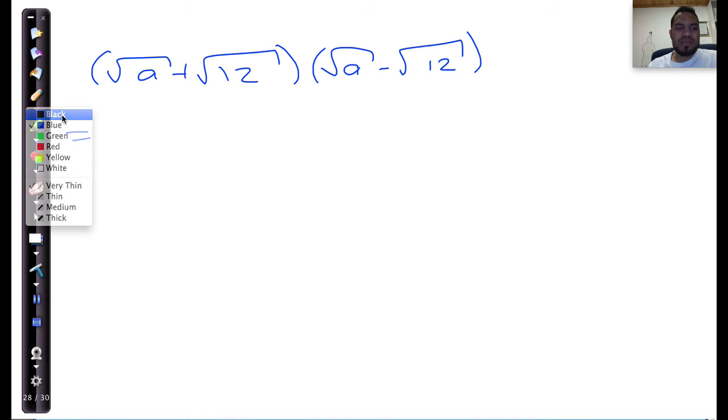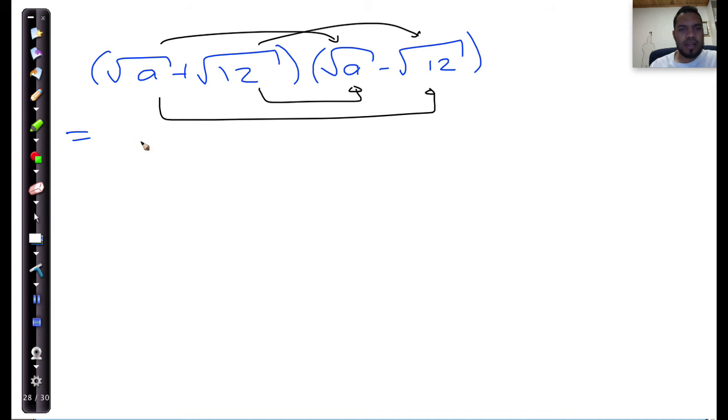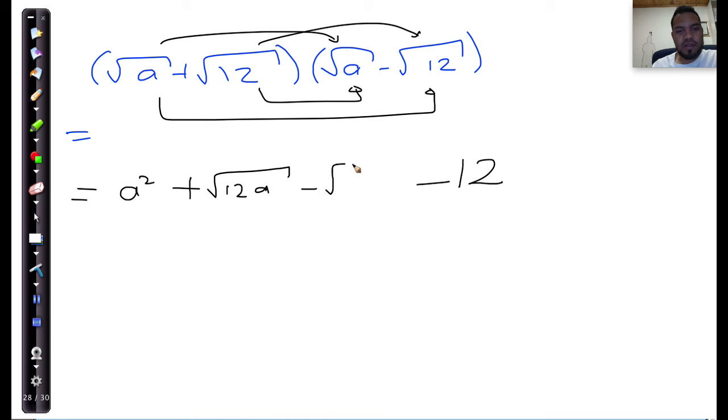But what I want to do at this point in time is say, okay, let's do it the long way. Let's do it the full FOIL way. That one times that one, this one times this one, and this one times that one over there. Let's do that. Root a times root a is just as simple as a squared. Negative times positive is negative, and root 12 times root 12 is just 12. Then root 12 times root a is actually root of 12a, and that's going to be positive root 12a. And this one over here is going to be negative root 12a. And plus root 12a minus root 12a, that cancels out. That leaves me with a squared minus 12.